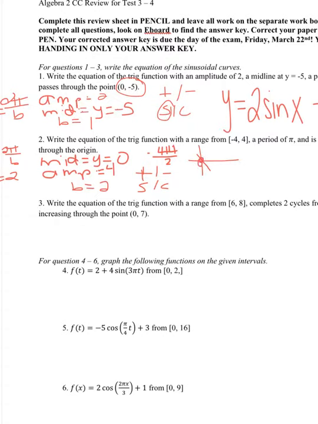So because it goes through the origin, which is a point on my midline, that's going to be sine, but because it's decreasing, it's going to be negative sine. So this equation would be y equals negative 4 sine 2x and then plus 0, which you don't have to write the plus 0.